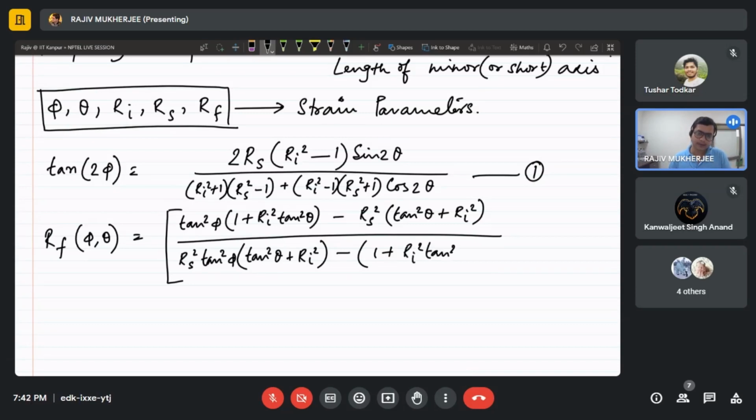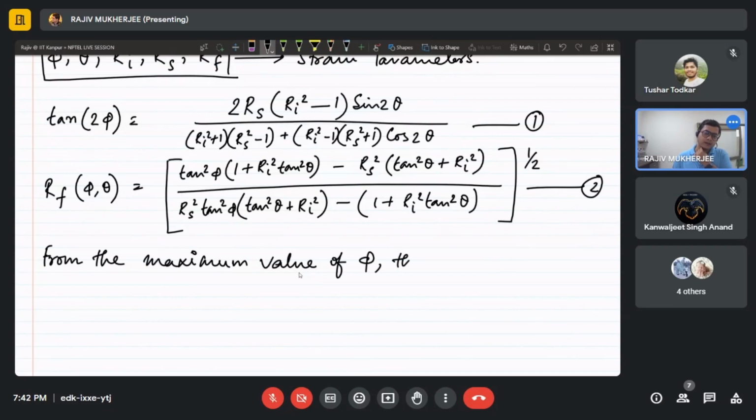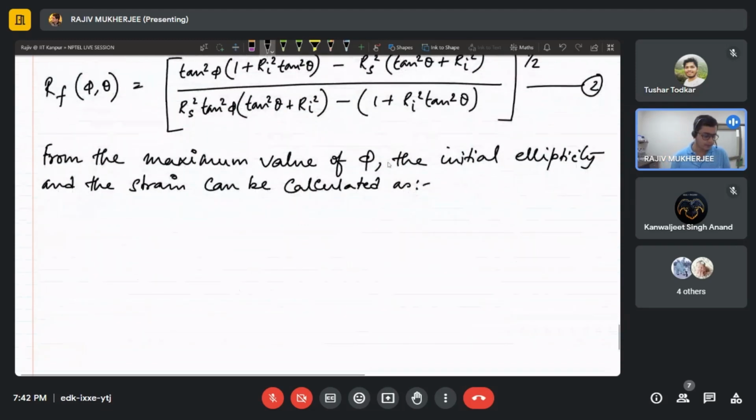And from the maximum value of phi, the initial ellipticity and the strain can be calculated as, so it is possible to calculate like sine of 2 phi max is equal to Ri minus 1 by Ri divided by Rs minus 1 by Rs.